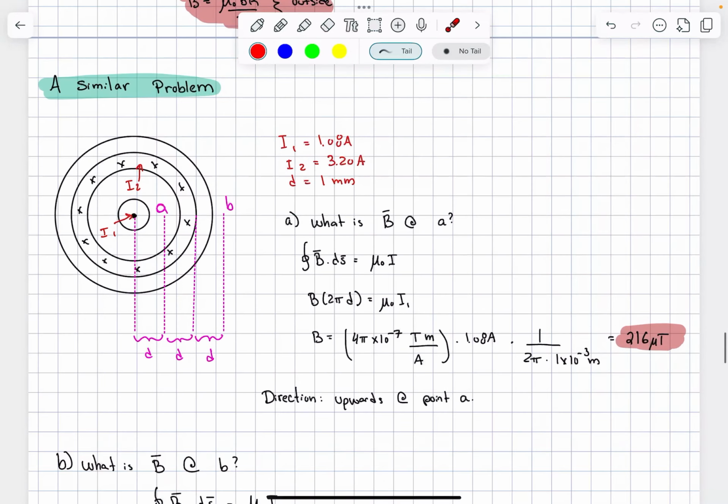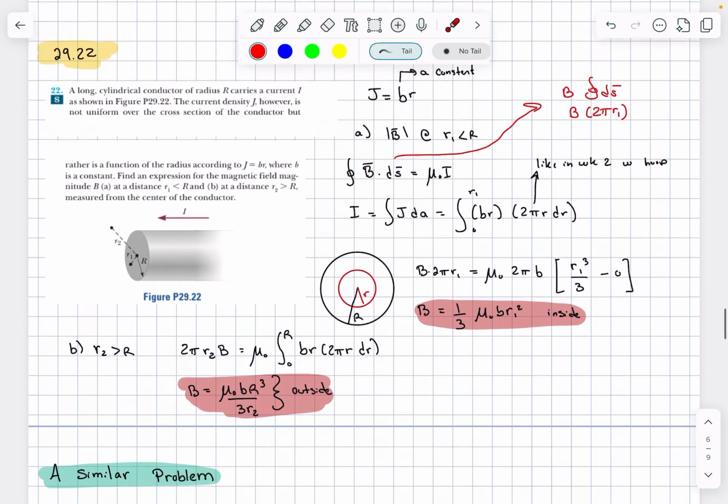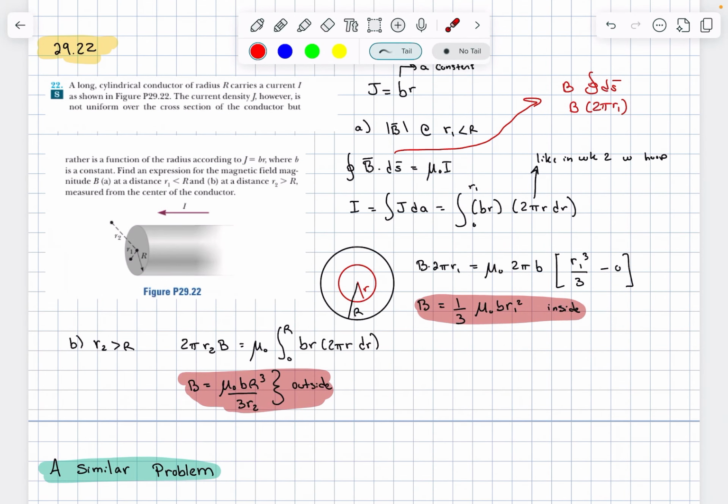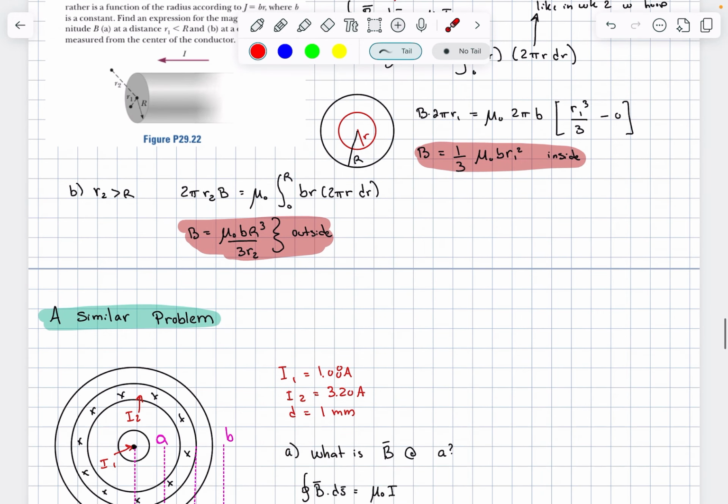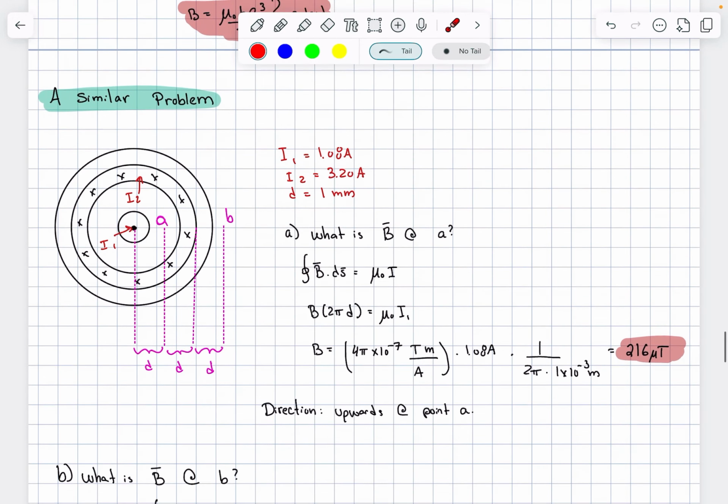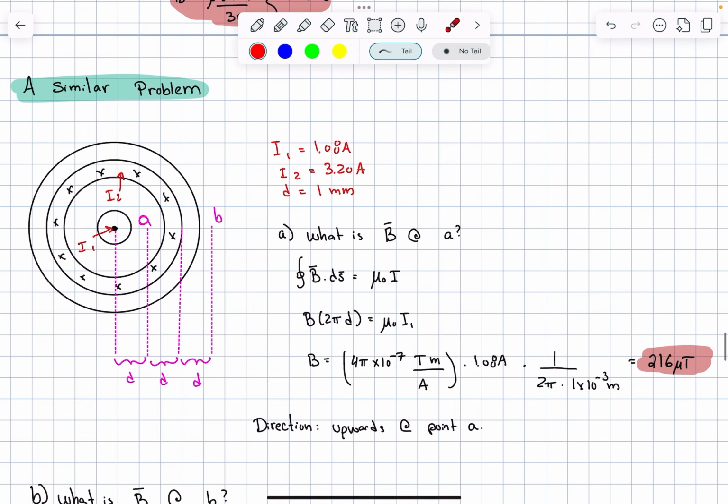So this is not a problem from the textbook, but it is very similar to the one we just did, which was just finding out what the magnetic field is at different points due to this conductor, right? So here, on the other hand, we have two things going on. We have one wire like this, where the current is coming out of the page.